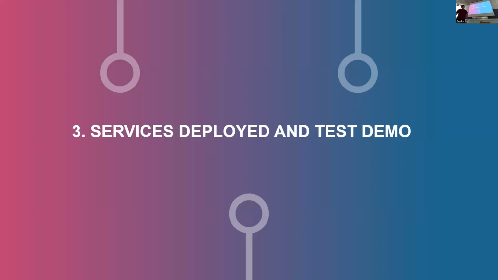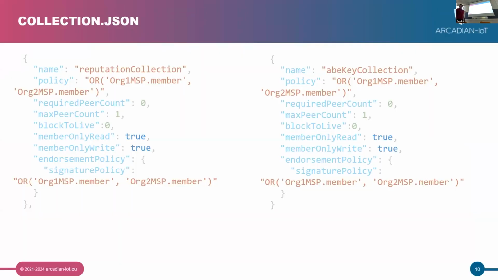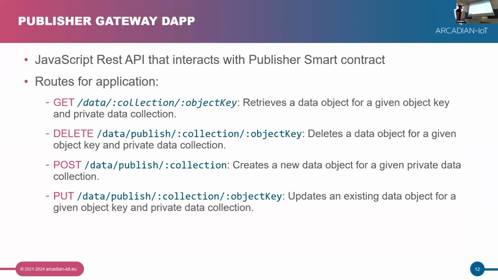Next are the service deployed and the test demo. The service deployed is a JavaScript REST API that interacts with the smart contract that we have seen, and we got the same transactions that we got on the gateway. So this is very simple. Get collection retrieves the data object, delete deletes the data object, post creates a data object, and put updates the data object.